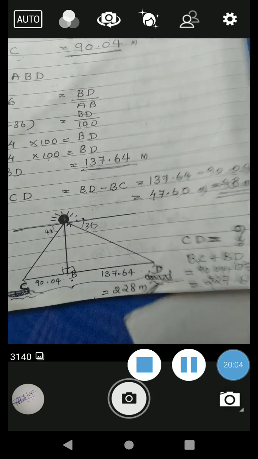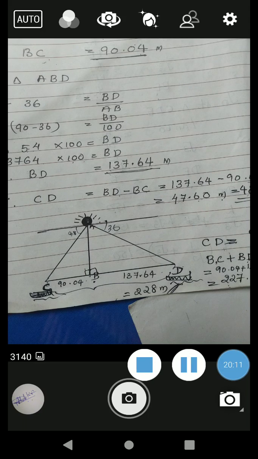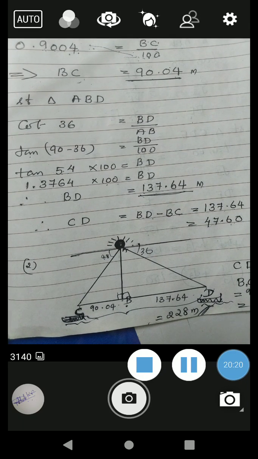Listen, dear students, when you get a question from heights and distances, you have to read the question twice. And with the help of the given statement, you have to draw the figure correctly. Then you will get an idea how to solve it. And then you can use the appropriate trigonometrical ratio and you will get the answer. Okay, thank you.